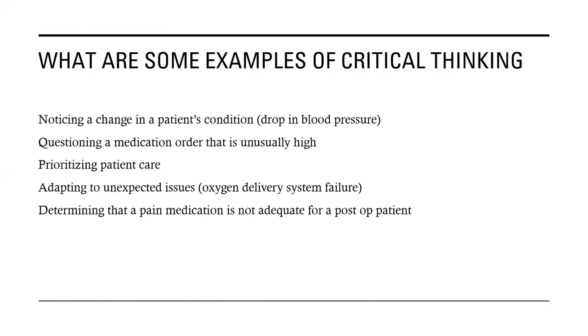Okay. So let's look at some examples of critical thinking. Noticing a change in a patient's condition: a drop in blood pressure, their mental status. They were alert, or easily aroused, readily responsive, oriented ×4. And now they're hard to arouse, or they're alert, but then they're only oriented to one, who they are, person. And so that is noticing that change in that client's condition.